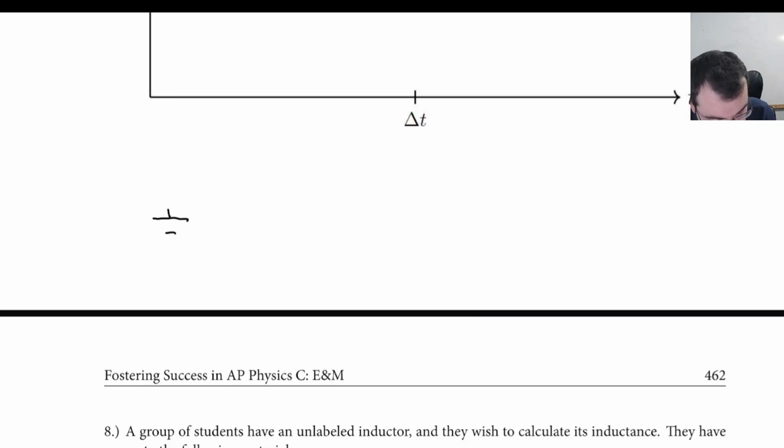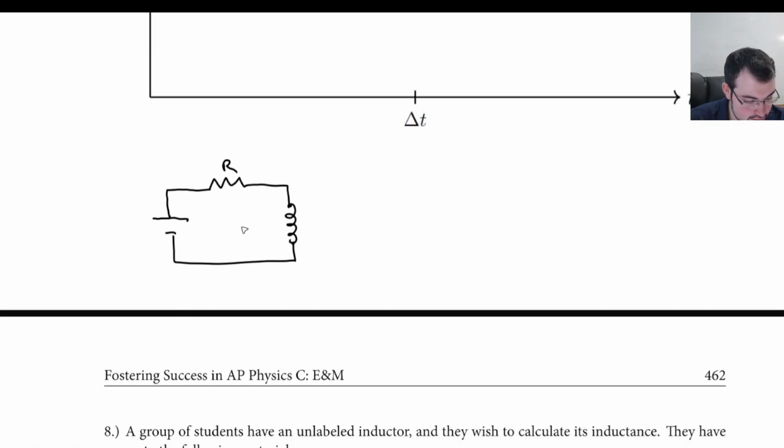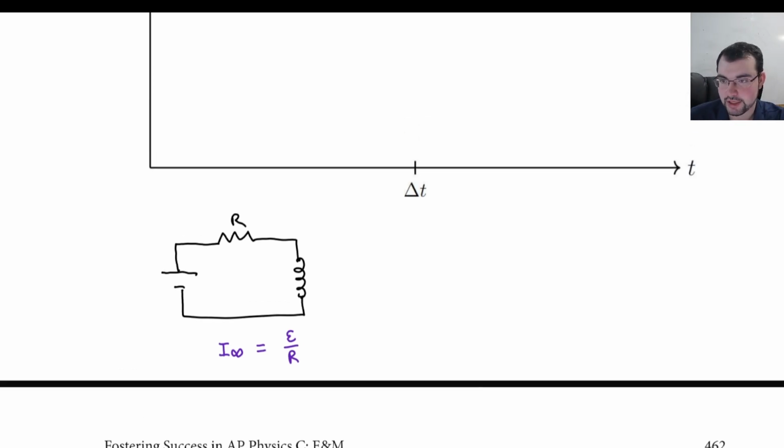So this is our first sort of regime of the inductor. At this time, we get our inductor storing energy. So we know that our current is going to build up, and eventually we get our steady state current through the inductor. But initially, it's not that.